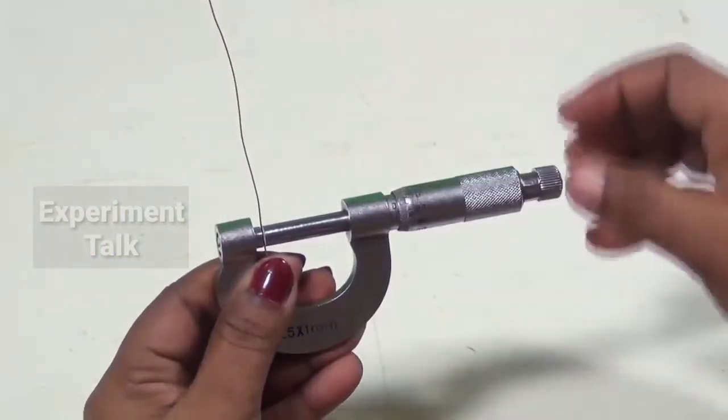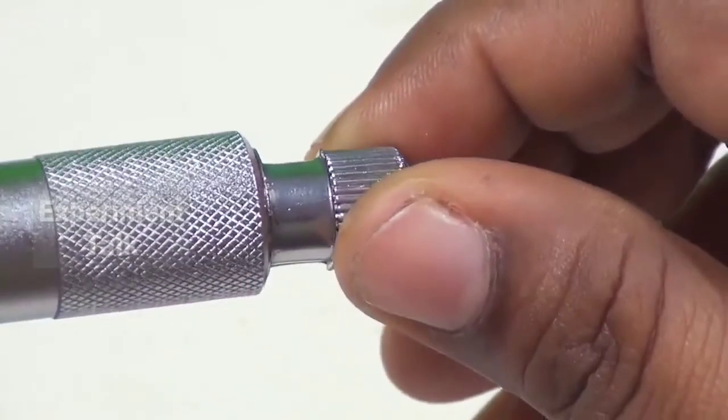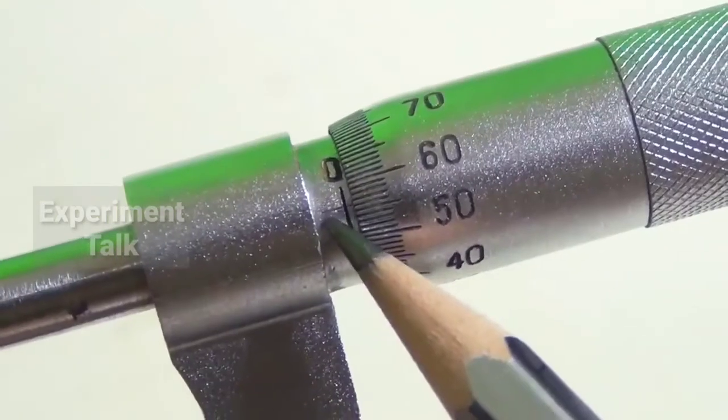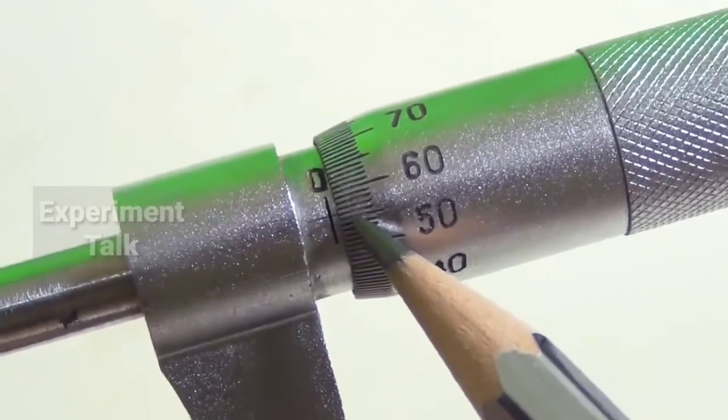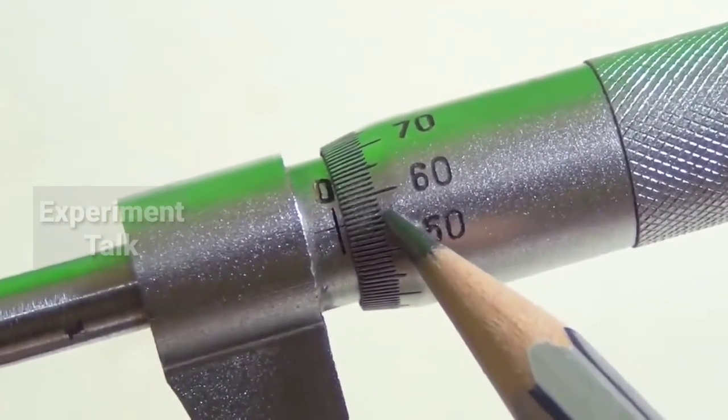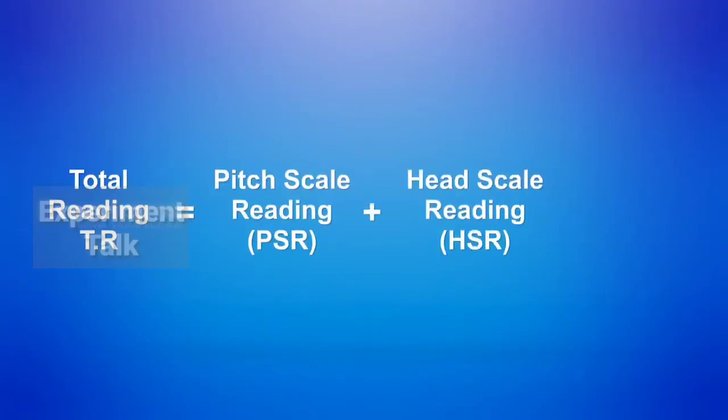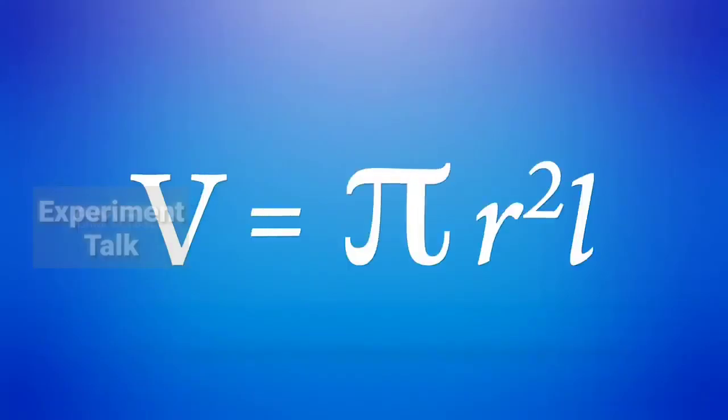Place the given wire between the tip of the screw and stud by tightening the ratchet. Note down the pitch scale reading PSR and head scale reading HSR. The diameter of the wire can be calculated using the relation total reading TR is equal to pitch scale reading plus head scale reading into least count. Calculate the volume of the wire using the equation V is equal to pi r squared L, where the length L of the wire is measured using a meter scale.